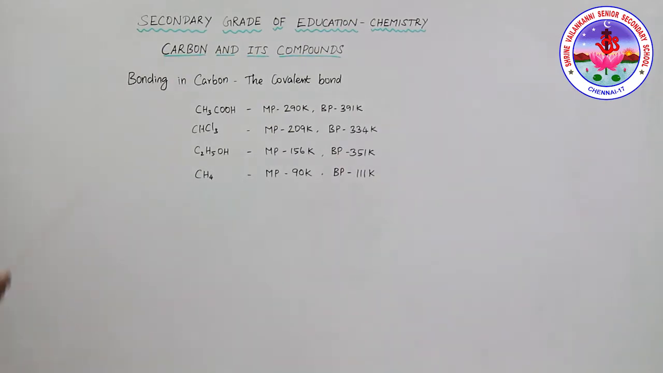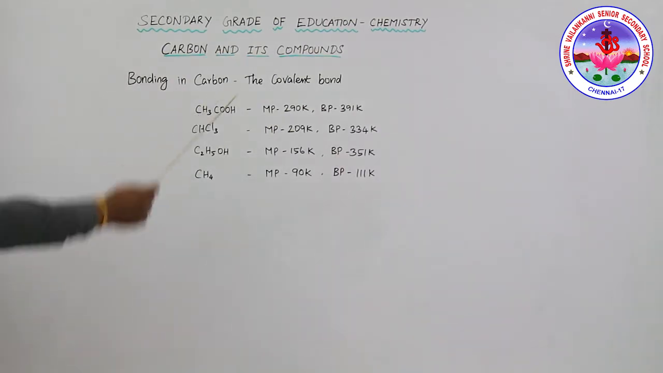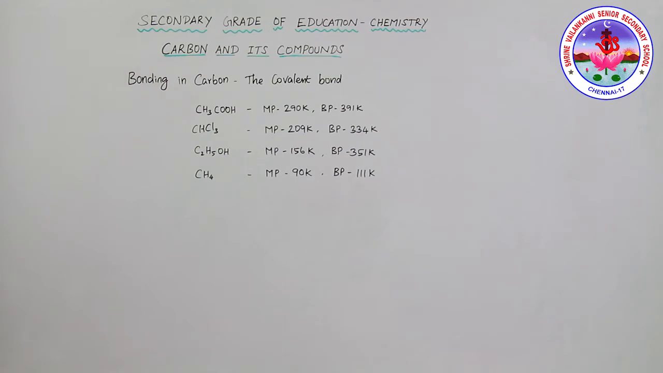Now, bonding in carbon, that is the covalent bond. See, we have already studied compounds formed between metals and non-metals, that is ionic compounds. Ionic compounds have high melting and boiling points. They conduct electricity and heat. Usually in the molten state or in solution, ionic compounds conduct electricity.